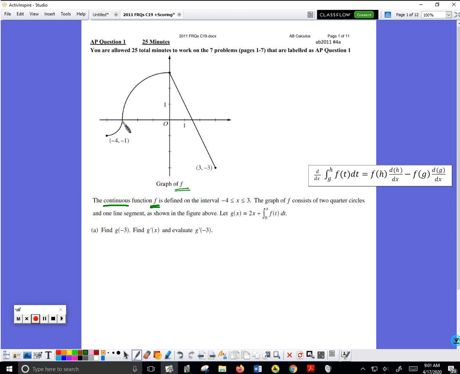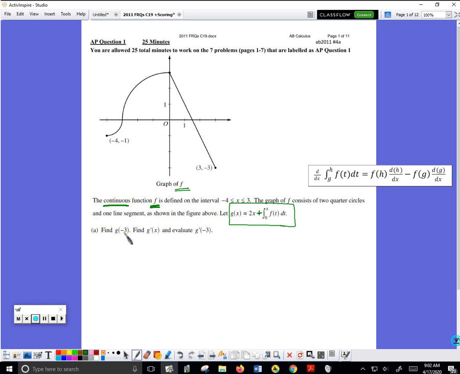So quarter circle, one line segment. This formula will for sure be important. This is not showing up very well, but this is a plus. Okay.